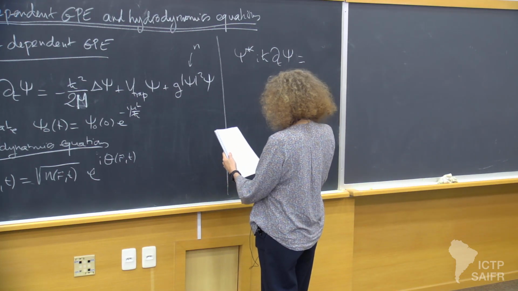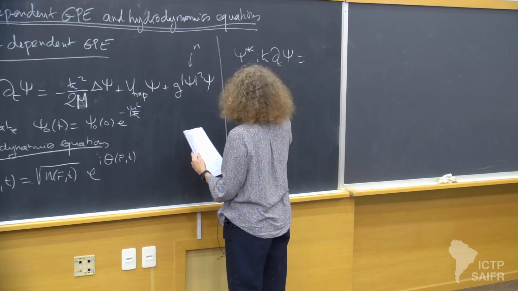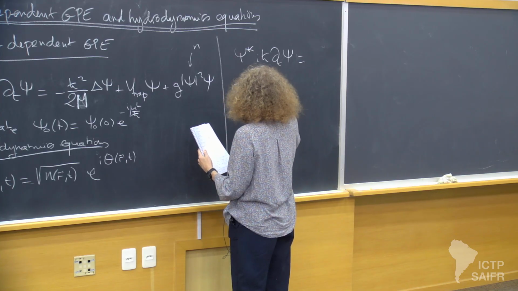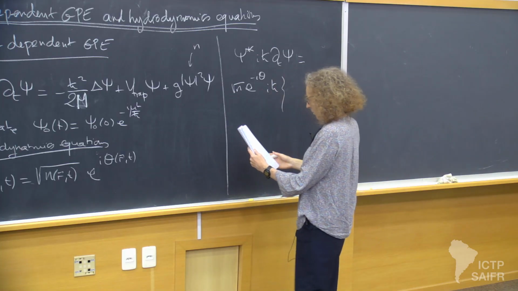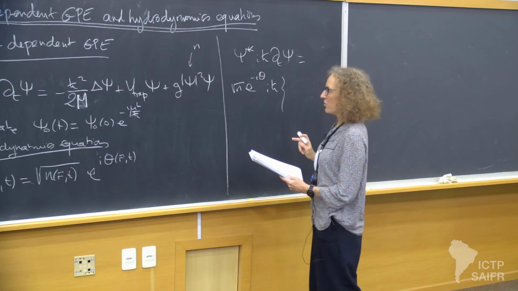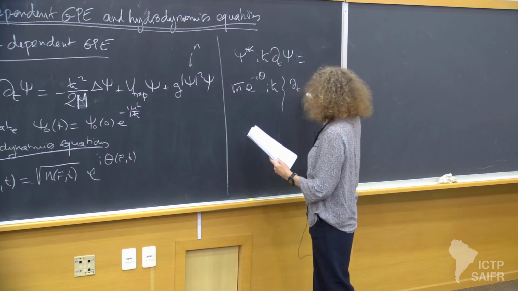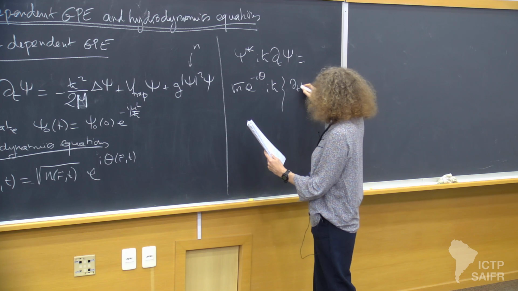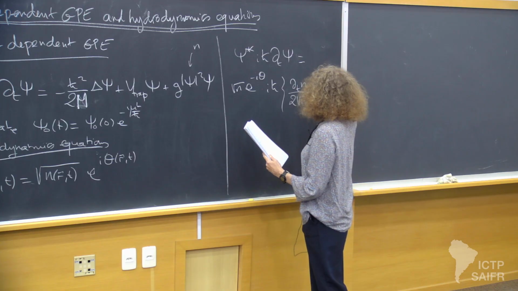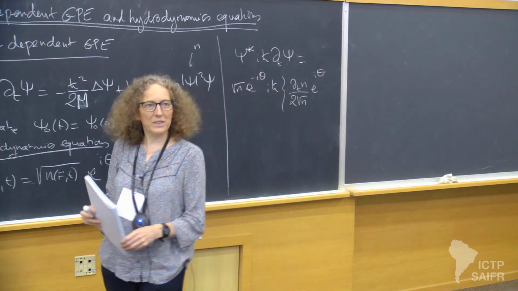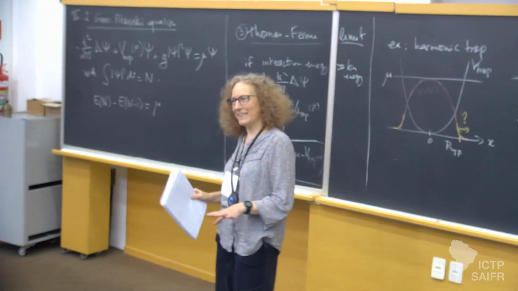So this is equal to psi star, this is square root of n e to the minus i theta, times i h bar, and then times the time derivative, which will be, if I differentiate square root of n, I will have dt of n divided by 2 square root of n, and then e to the i theta. Remember, yesterday we differentiated square root of epsilon, and we know that the derivative is 1 over 2 square root of epsilon, so it's useful today.